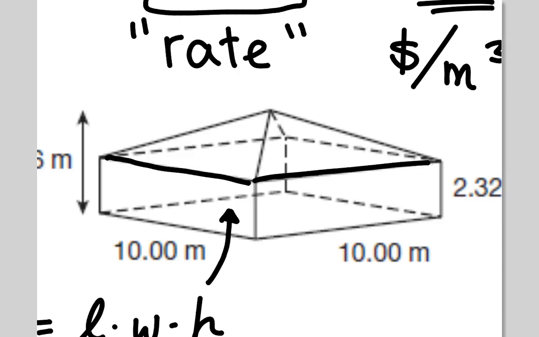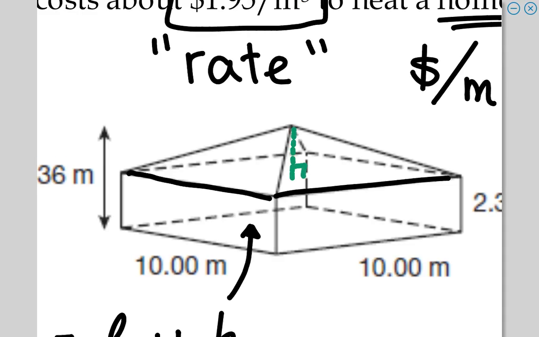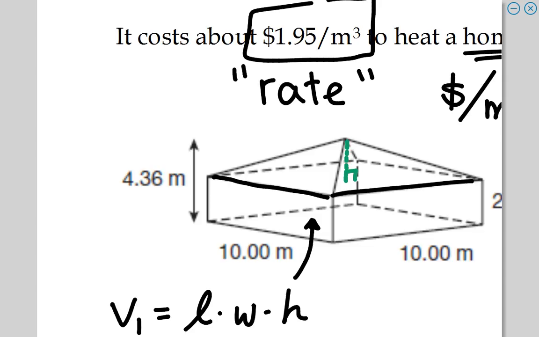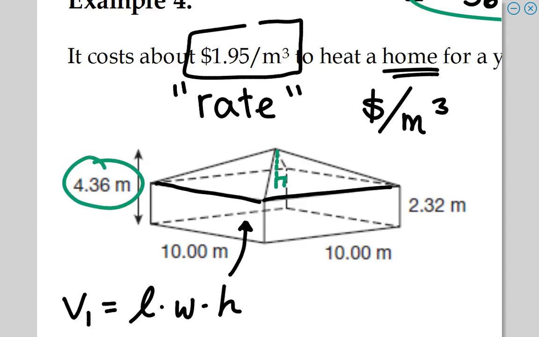What are we missing, though? Good people, what are we missing? Very nice. The height. So it is easy, someone said. What could you do? Very nice, sir. Take away the 2.32, this height of the prism, from this given height from the bottom to the top.